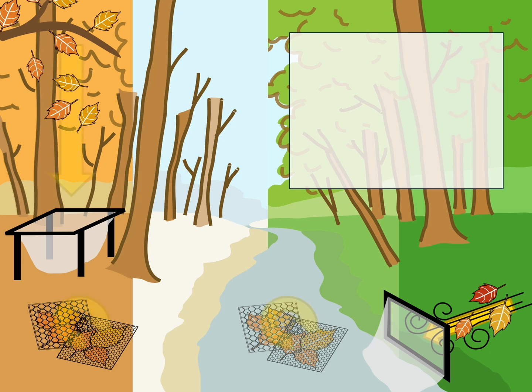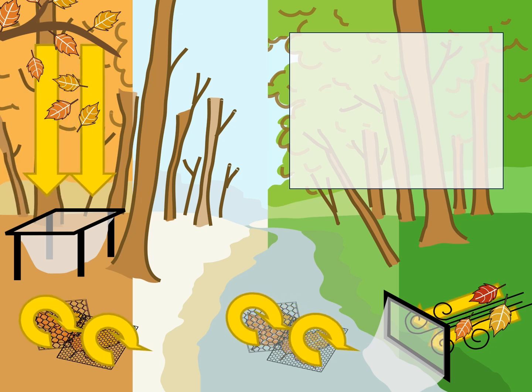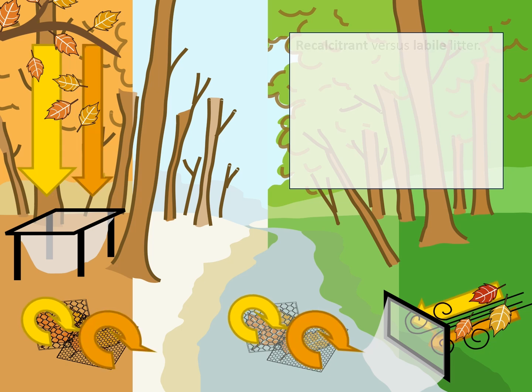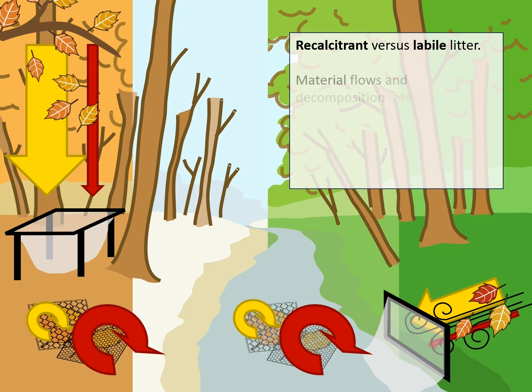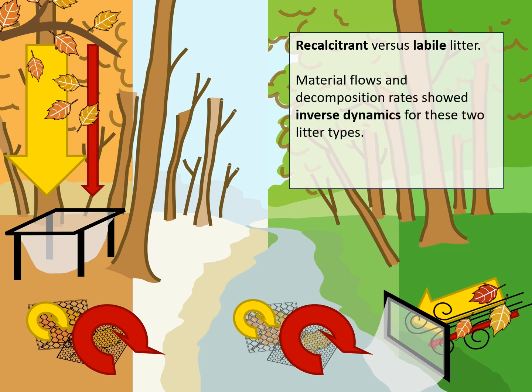Lastly, we contrasted fluxes of recalcitrant and labile leaf litter. We observed inverse dynamics in the fluxes of these two litter types. Recalcitrant litter had high flows and low decomposition rates, whereas labile litter had low flows and high decomposition rates.